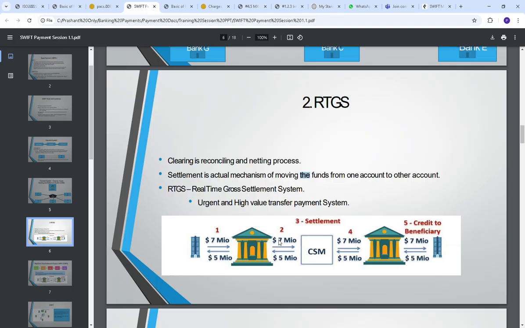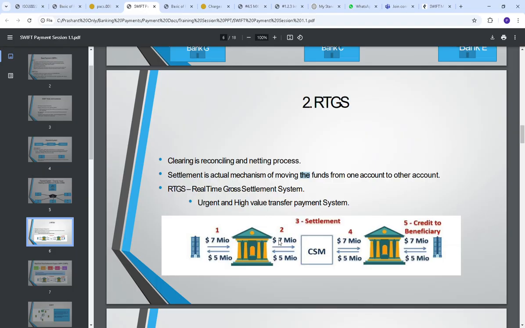For example, if you want to send £100 to Shruti, you send to your bank, your bank sends to the CSM, and the CSM sends to her bank, and she receives the notification. At the same time, if Shruti wants to send £200, the £200 flows in the reverse way. So netting will not be done. It will be real time gross settlement, meaning real time settlement is done with no netting. This is called RTGS. These are the only two methods widely used everywhere, netting and real time gross settlement.